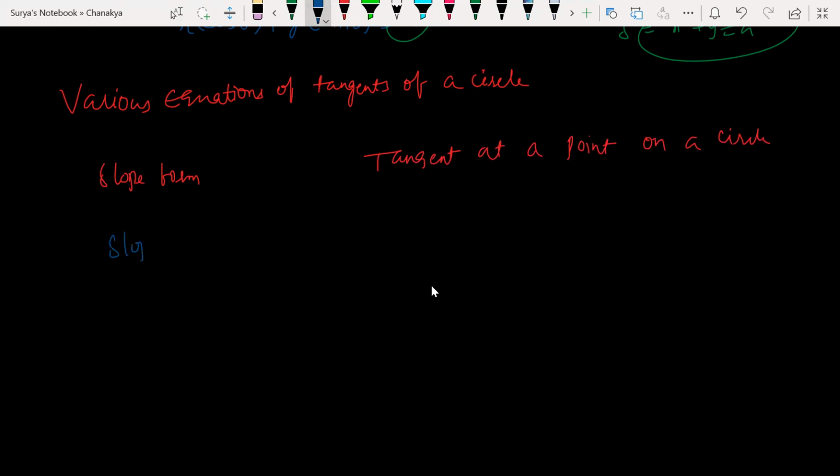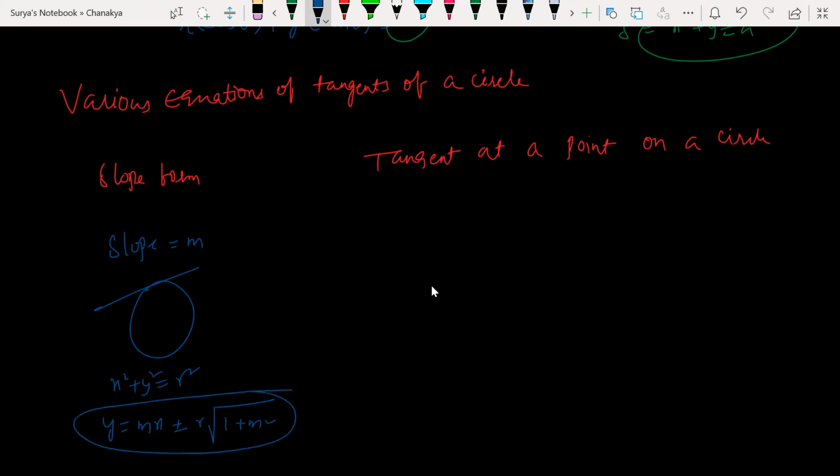Slope, what is a slope? Slope is equal to m होता है. तो देखो मेरा ये होगा tangent, अगर if I just draw a tangent, slope form is what? Simply x square plus y square is equal to r square. Here y is equal to mx plus or minus r times root of 1 plus m square. This is the slope form.